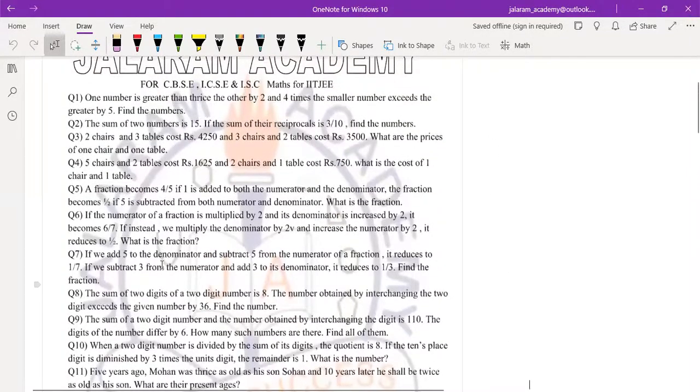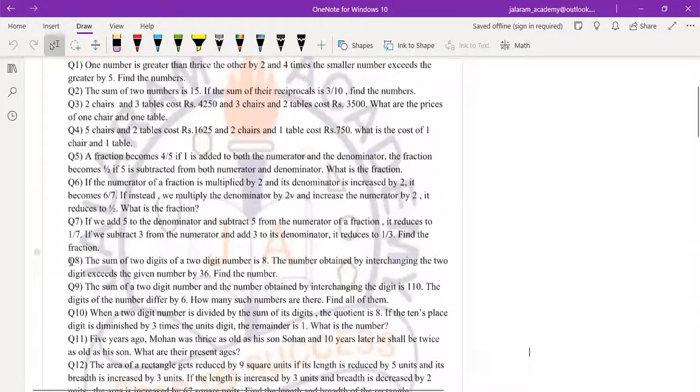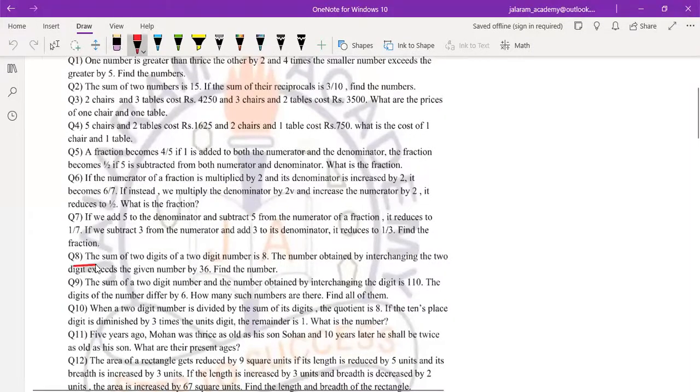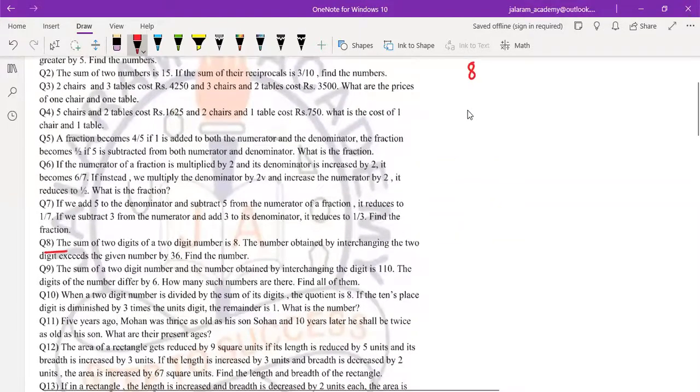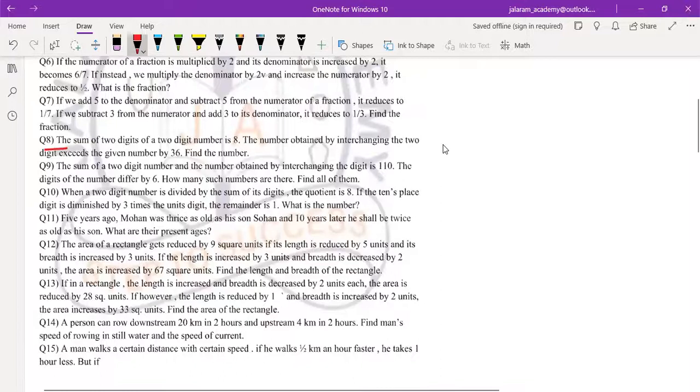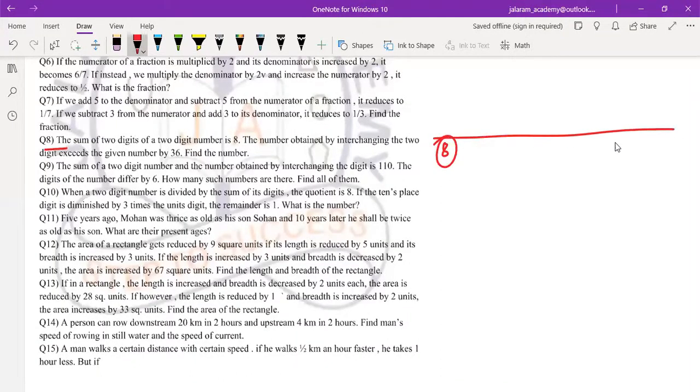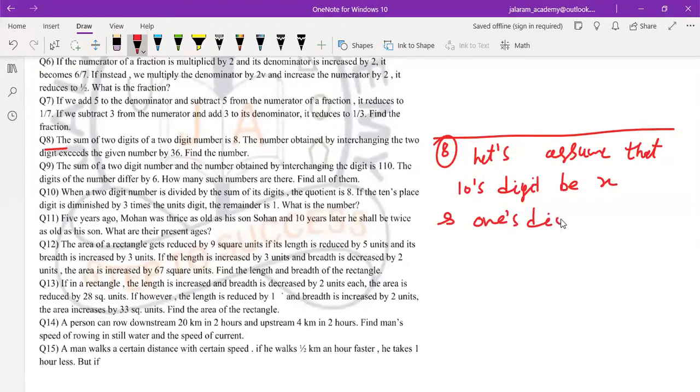Like question number 8, which involves: the sum of the 2 digits of a 2-digit number is 8. So I am discussing this. You have to solve the questions involving 2-digit numbers with the same method as I am discussing. Right. The sum of the 2 digits of a 2-digit number is 8. So first of all, let's assume that the tens digit of the number be x, and then we assume one more thing, the ones digit be y.